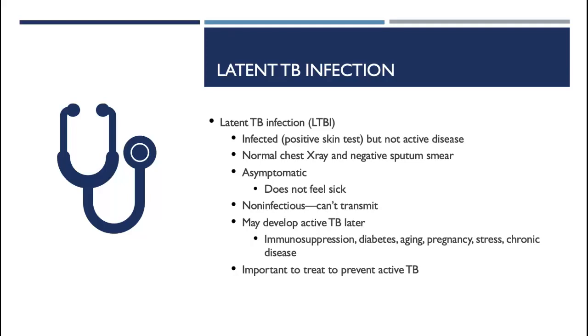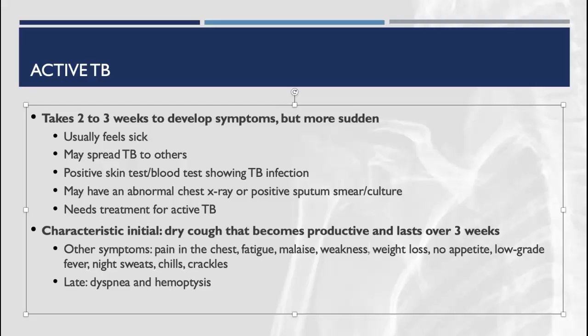But the problem is they may develop TB later, especially if there's immunosuppression, diabetes, aging, pregnancy, stress, or any chronic diseases. And that's why it's so important to treat somebody with latent TB to prevent them from going into active TB. Active TB usually takes 2 to 3 weeks to develop symptoms.